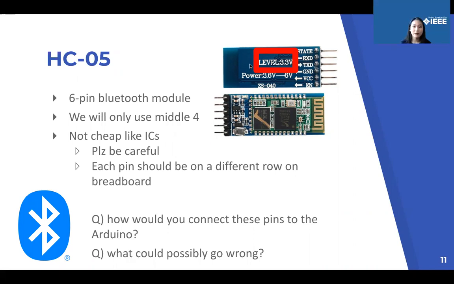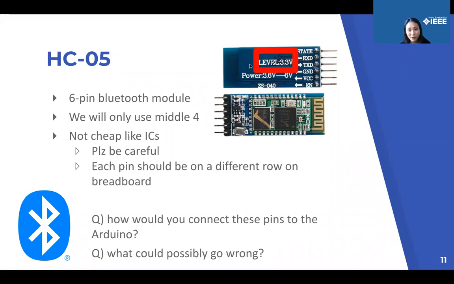And notice we only need the voltage divider for Arduino TX connected to this module's RX, because this module will send a 3.3 volt logic level via its TX pin, and that's enough for the Arduino to detect it as a high. So the Arduino RX pin and the HC-05 TX pin pair will be fine.